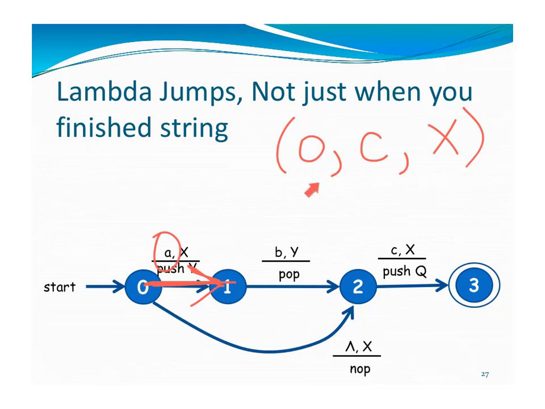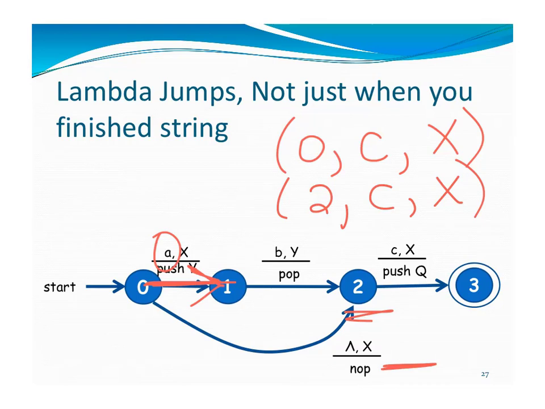So right now, I'm looking, and I'm at state 0, I have a C on the stack, I have an X at the top of the stack, and I have a C as my next letter, but I feel like taking this transition now. Totally fine, if I take a lambda jump, I don't process this letter. So now, I'm at state 2, right? I still have the letter C to process, and I didn't do anything because it said to do a no-op, so I still have an X on my stack, right?